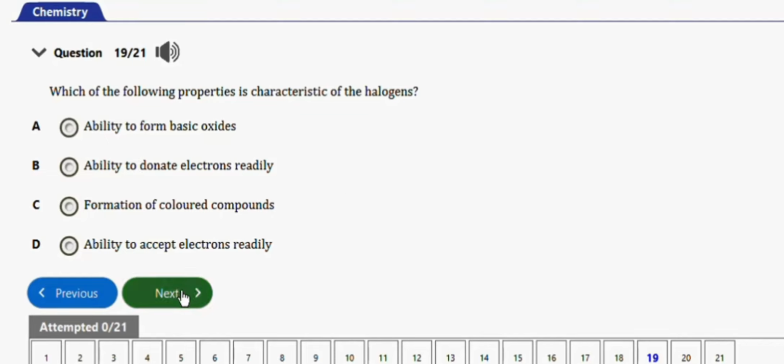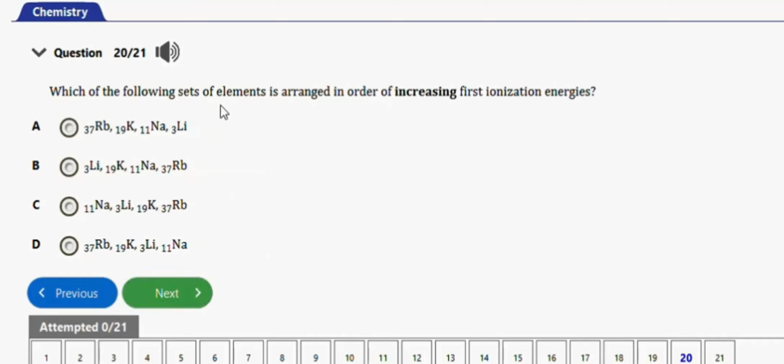The next question will be this one. It says which of the following sets of elements is arranged in order of increasing first ionization energy? So ionization energy increases across the period and decreases down the group. So the correct order will be, let's check, option A. I can't actually pronounce this element now, but the atomic number here is the highest, 37. After it we have potassium, sodium, lithium. So the right option here is option A guys.